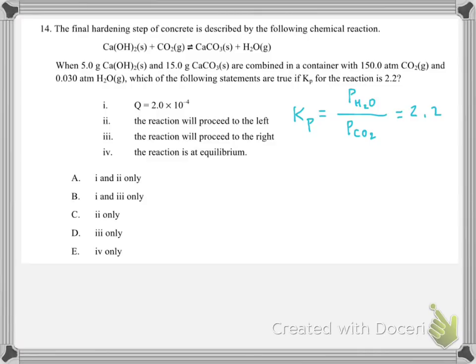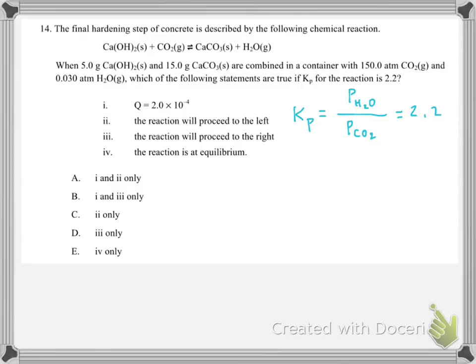And number 14, we're making some concrete. We're mixing some calcium hydroxide, calcium carbonate in a container, and have some CO2, some water. And they're asking us what must be true if the Kp for this reaction is 2.2.